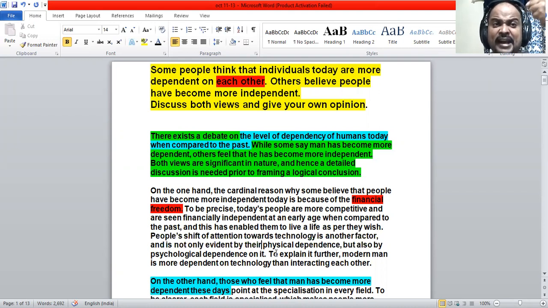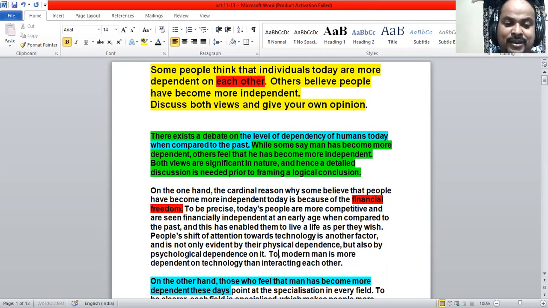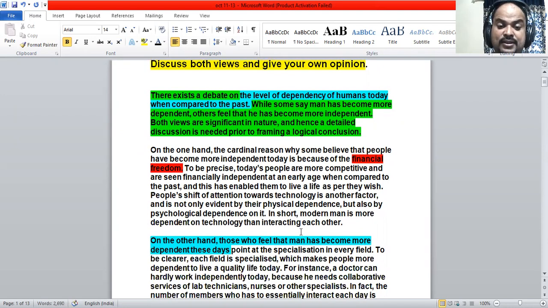So people have financial freedom, and at the same time people have technological power, so that they don't need others. To explain it further, modern man is more dependent on technology than interacting with each other. In short, modern man is more dependent on technology than interacting with each other.